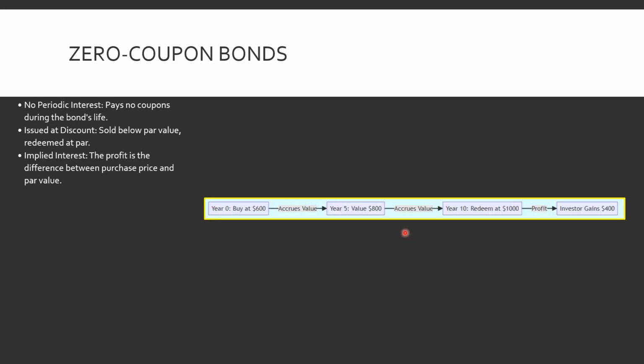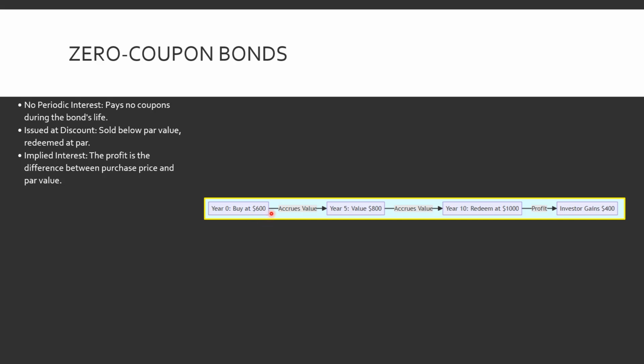Now let's move to zero coupon bonds. What is this? It is a unique type of bond. It pays you zero periodic interest. Instead, you buy these bonds at a deep discount, meaning well below their face value. Suppose the face value of the bond is $1,000, then for a 10-year bond you may pay only $600 while investing in that bond. So your return comes when your bond matures.